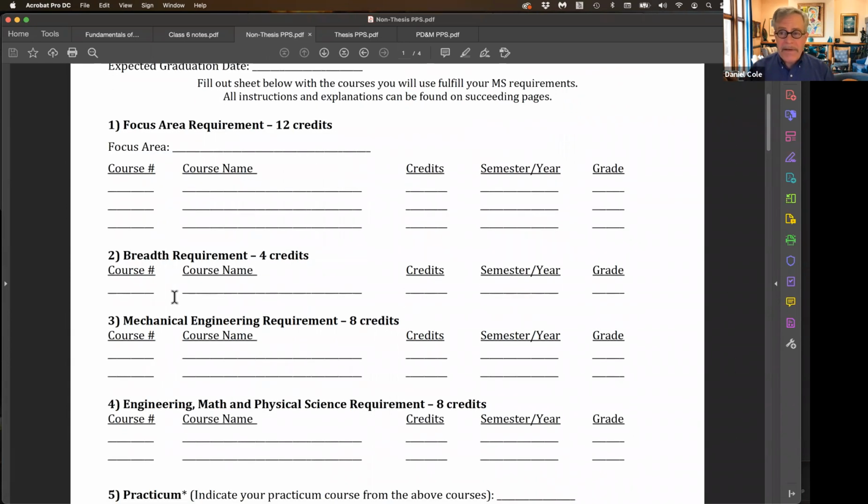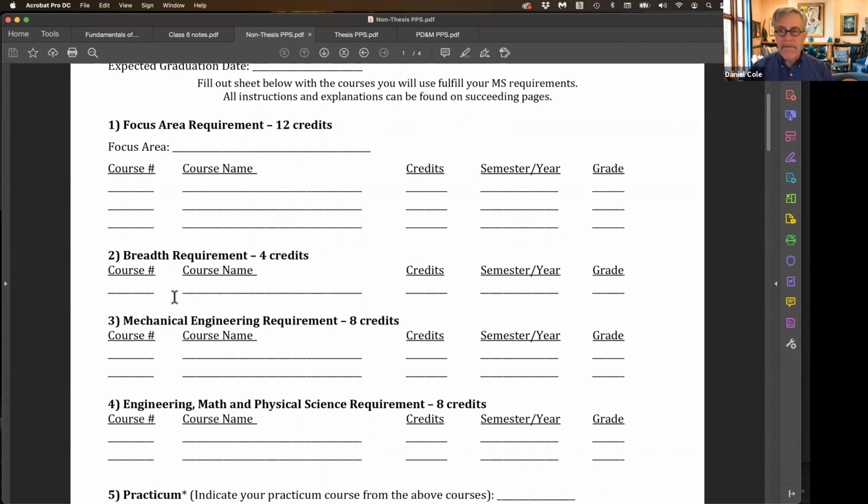Next, breadth area. So this is any course in mechanical engineering, 500 and above. Now, 500 and above means it's a graduate class. And it's a course that could be in the focus area, okay? It doesn't have to be, but it's a course which you can argue supports your focus area.